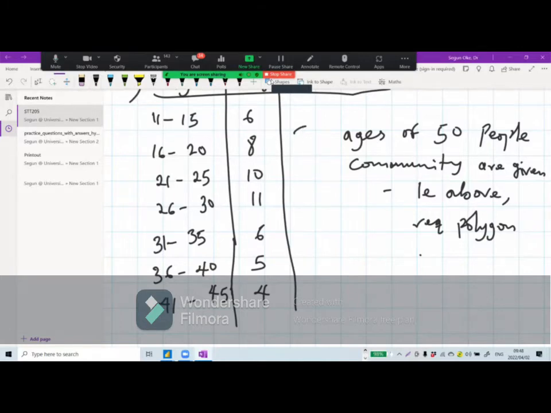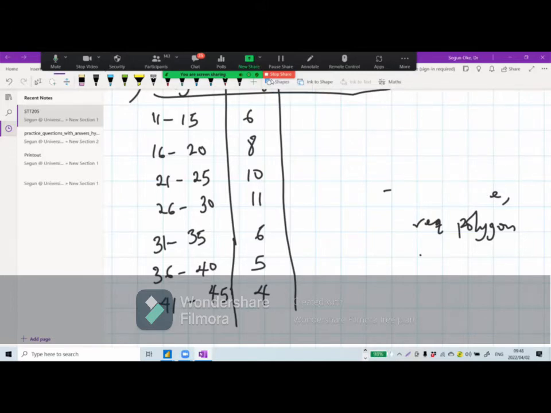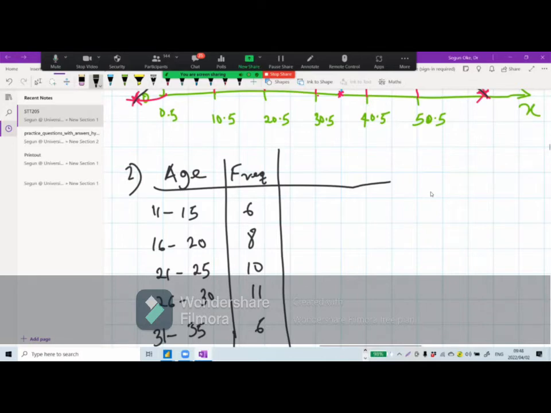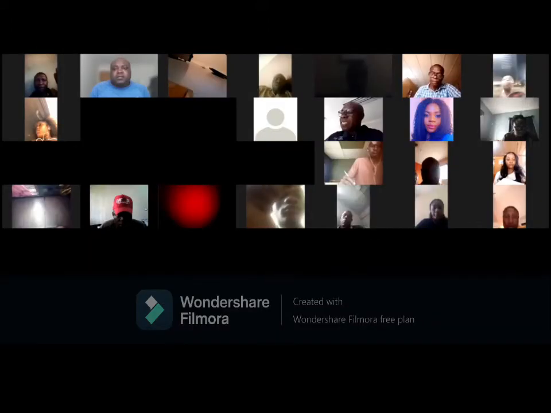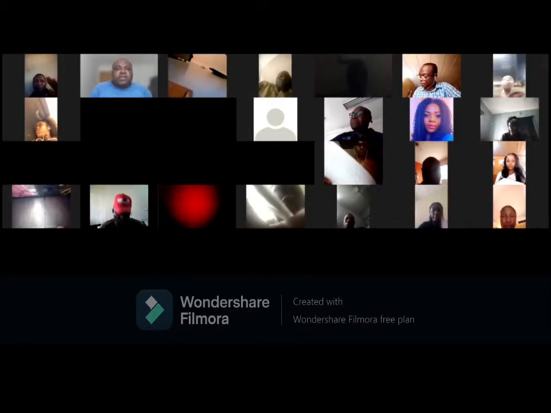So from here, remember the question says we should draw the frequency polygon. For us to draw the frequency polygon, we need class mark or midpoint. Remember, class midpoint, class mark, or class mid value. It depends on the name they call it, but let me call it class mark. For class marks, how do we solve the class marks? Anybody that can remind us?